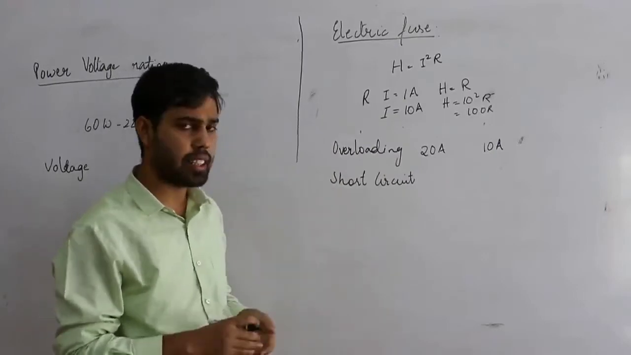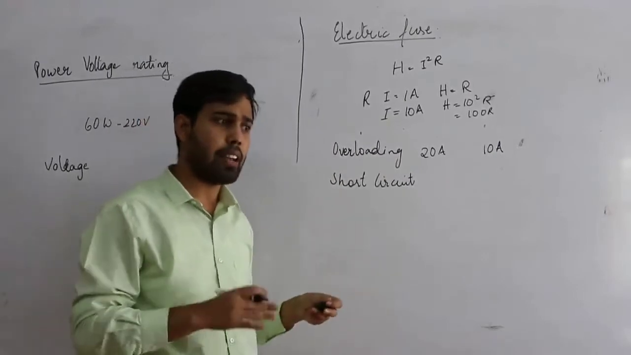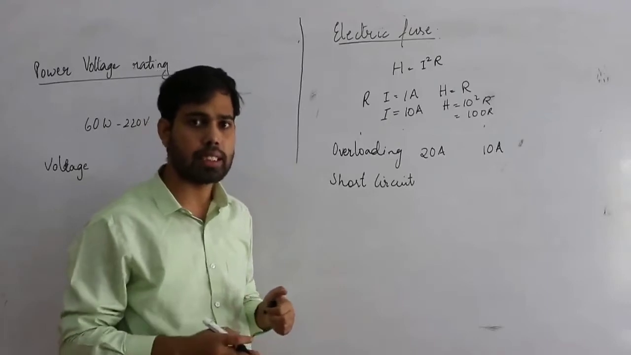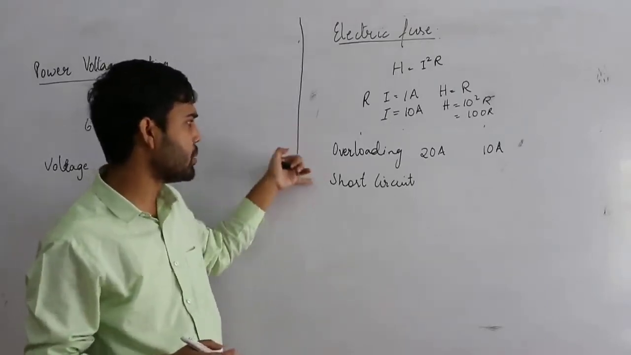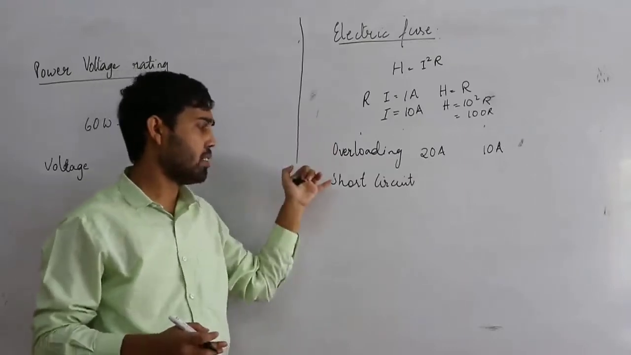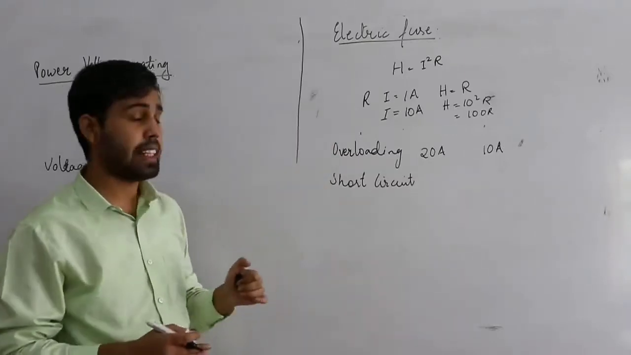And what is short circuiting? When the live wire and the neutral wire come in contact, it leads to short circuiting. So keep these two terms in mind. Now how does an electric fuse work?